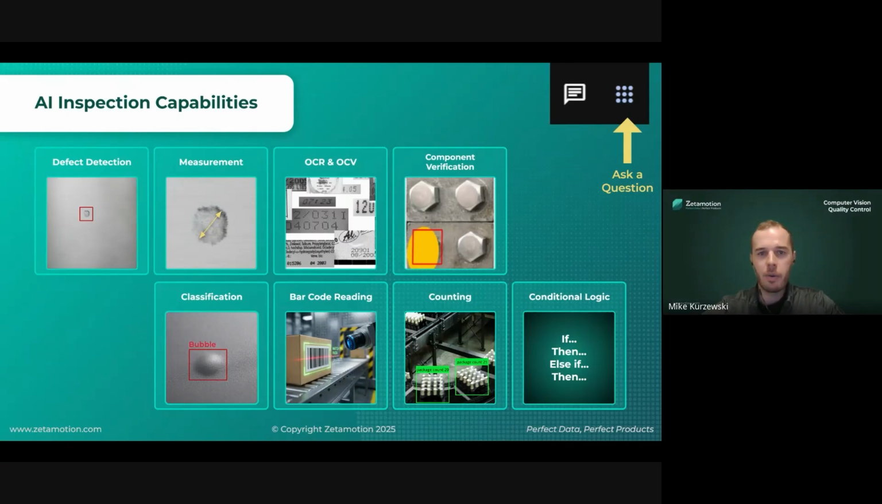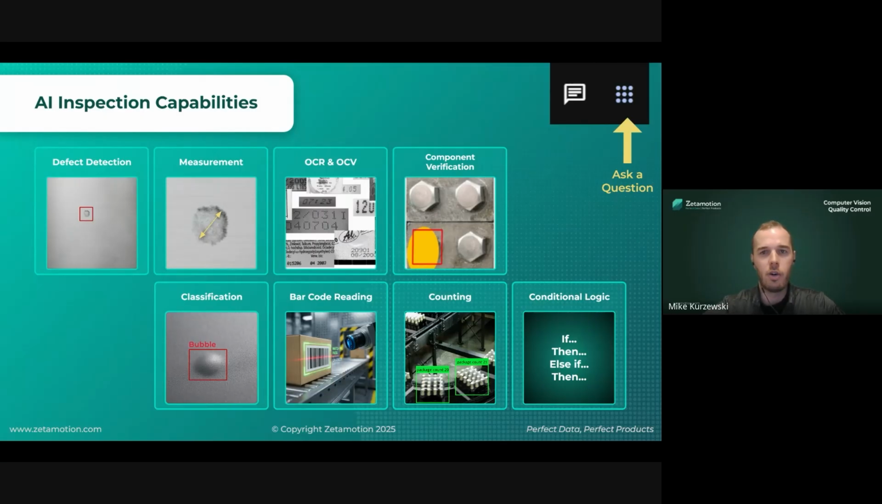And the other ones are obviously OCR, component verification, barcode reading, counting, and conditional logic. With component verification, I think people don't necessarily consider AI inspection as they would for defect detection. But component verification could be anything from just checking that all the parts and components of your product are there and that they're in place correctly. So this could be whether a bolt is loose or a screw is loose or whether it's tightened correctly. That can all be done through AI inspection as well.